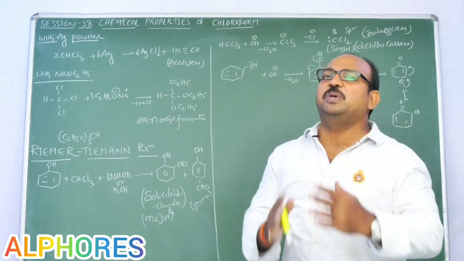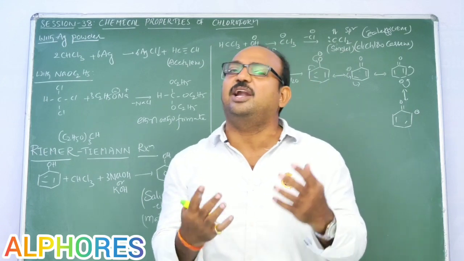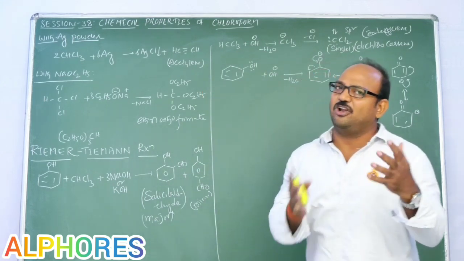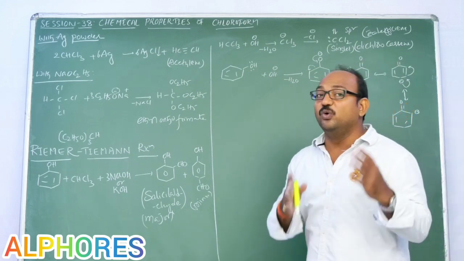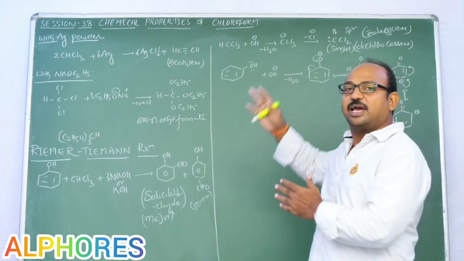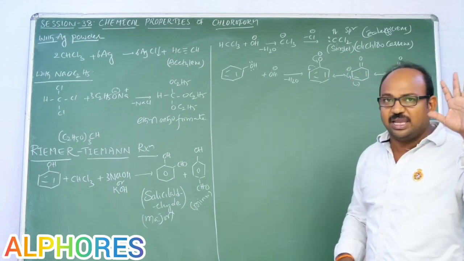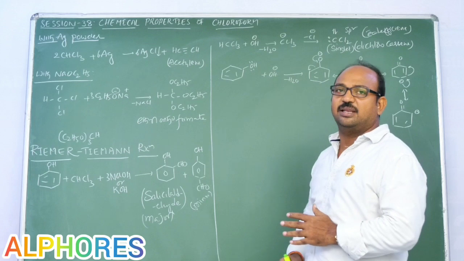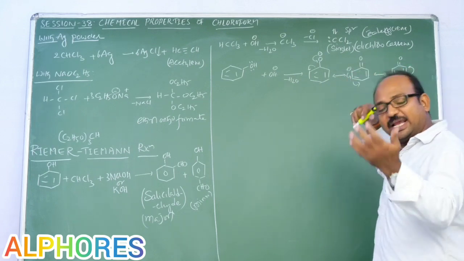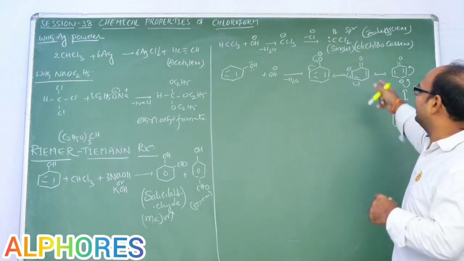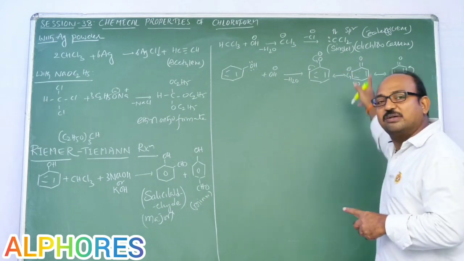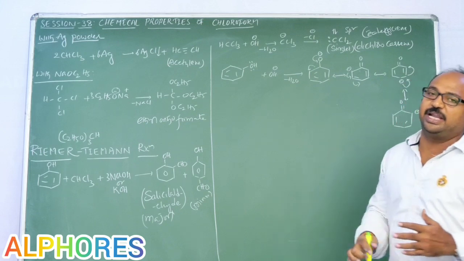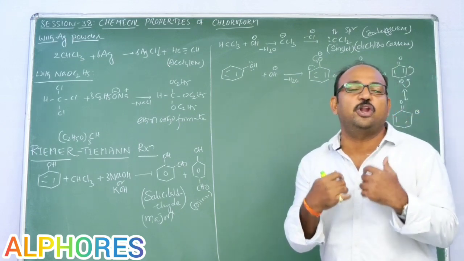Electron deficient species we generally call electrophiles. Electrophiles are nothing but electron pair acceptors. Electron pair acceptors are nothing but Lewis acids. So here dichlorocarbene is an electrophile, which has a Lewis acidic nature. So it has the tendency to accept electrons. Now the phenoxide ion is electron rich. Being a phenoxide ion, it is electron rich. It has the tendency to donate electrons.